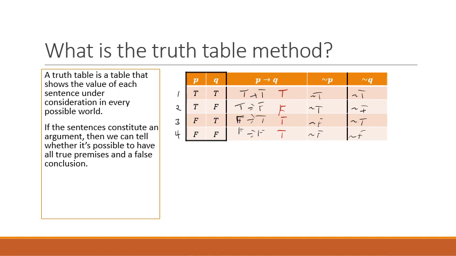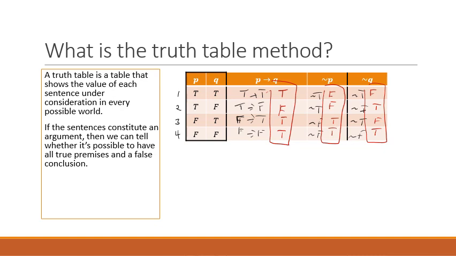And then here we have to do our negations, so not trues turn into falses, and not falses turn into trues. Likewise over here, not trues turn into falses, not falses turn into trues. So that is a completed truth table. That is a truth table that shows the value of each sentence in each possible combination of true and false for the component sentences. So those red columns are what we're looking at.